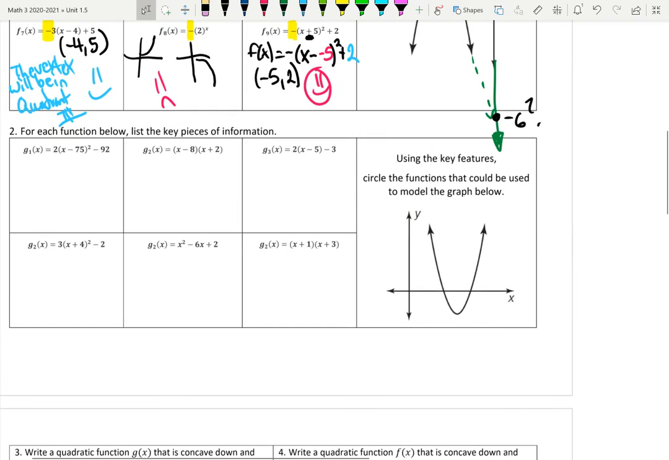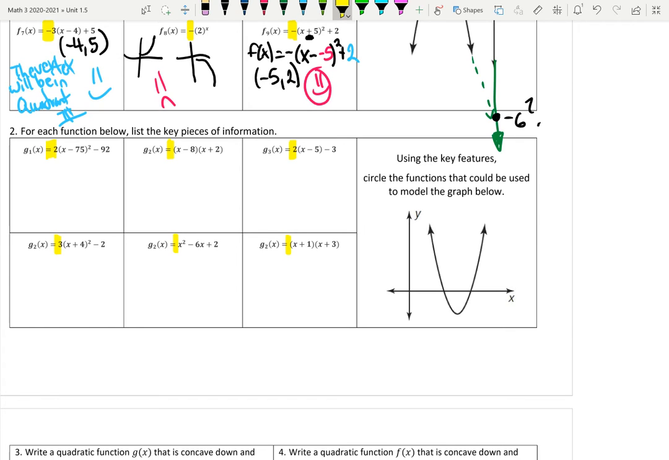All right, this next one. For each function below, list the key pieces of information. And we have to figure out which one is going to model the graph. So, modeling the graph, what do I see? I see it's concave up. Scanning my a values, concave up. There's no number here, it's a positive 1. Concave up, concave up, concave up. Okay, I can't eliminate any of them based on concavity. Now I have to take a deeper look inside.